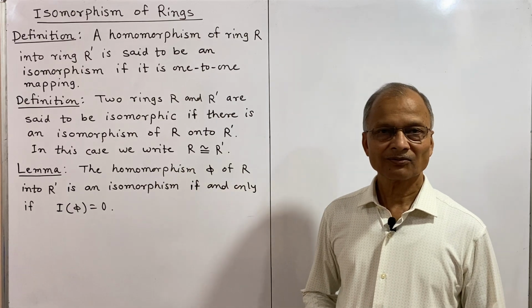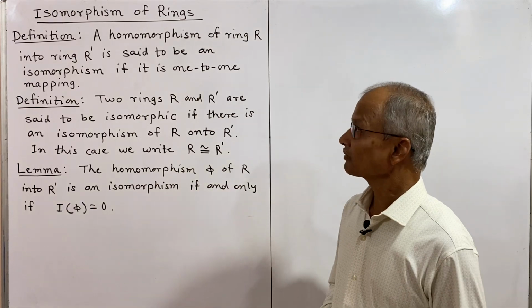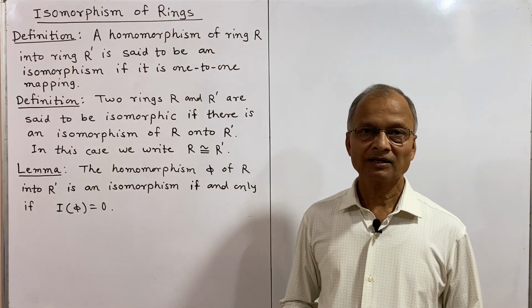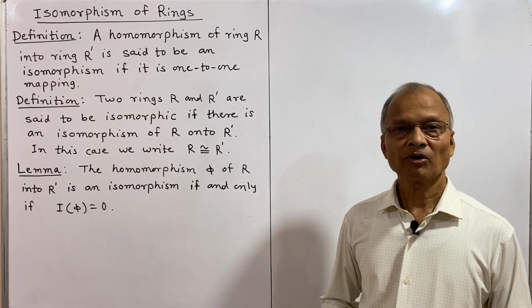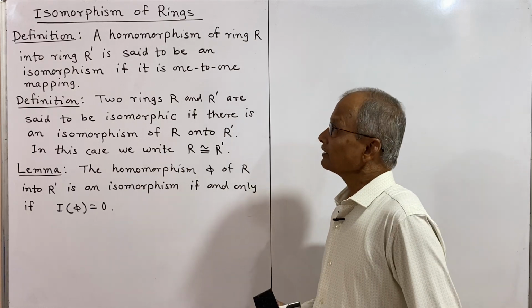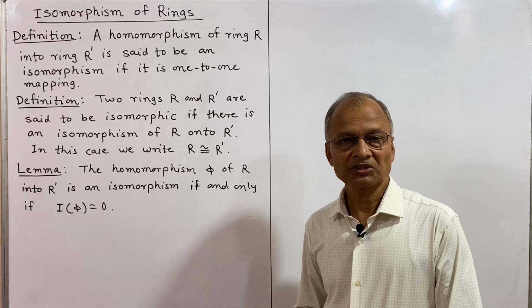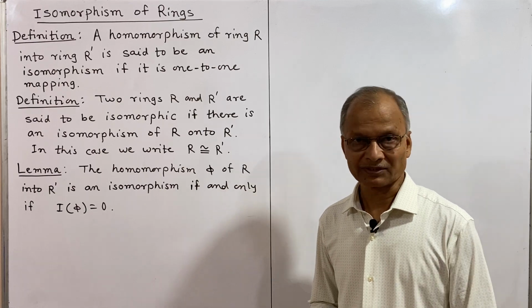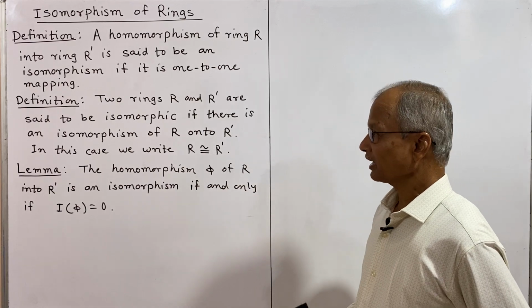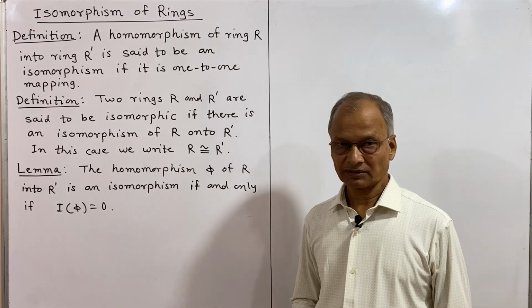In this lecture, we shall study isomorphism of rings. In our earlier lecture, we have studied homomorphism of rings. I have written the definition of isomorphism, which is a special kind of homomorphism. We shall see the definition and then we shall prove a lemma on it.